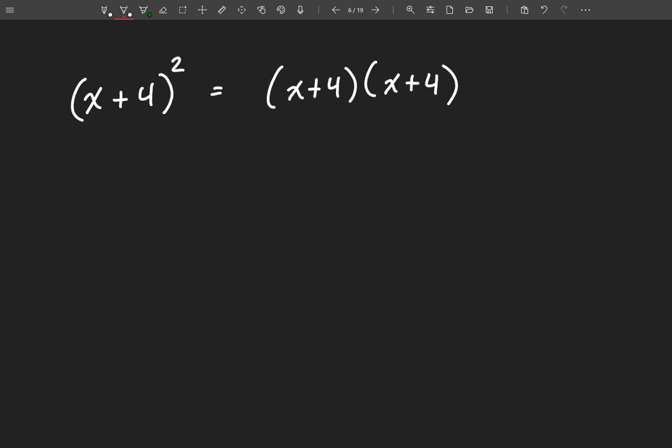We know how to do this. This is going to be x squared plus 4x from the outside terms, plus 4x from the inside terms, if you're using the FOIL method. And then 4 times 4 gives me 16. I combine the middle two, and I get 8x plus 16. That's the answer to x plus 4 squared.